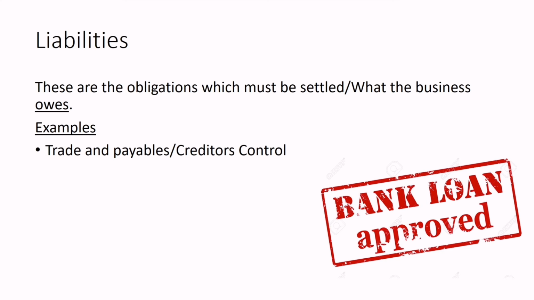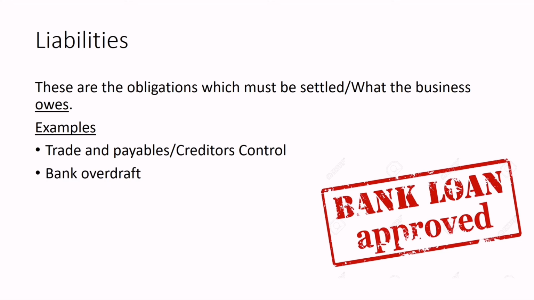There's a huge difference between debtors control and creditors control. Creditors control is when we as a business buy on credit or on account from our suppliers. We have to pay back the money. So therefore, we have to create a new account which is called creditors control when we buy on credit.